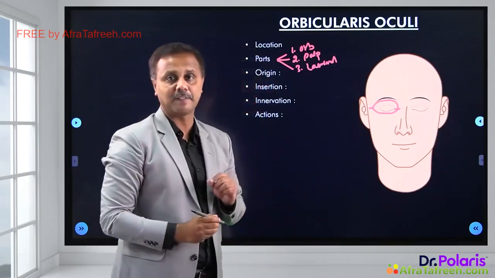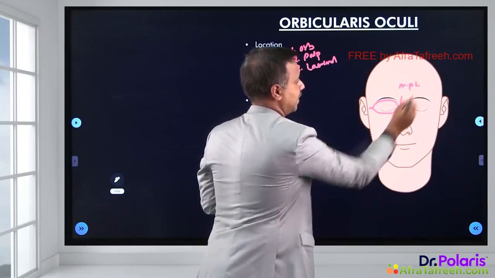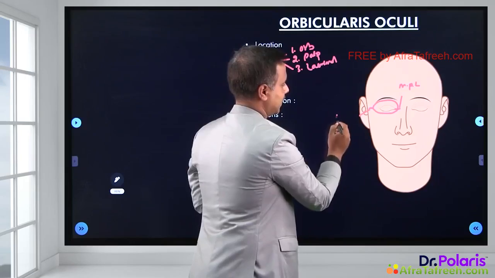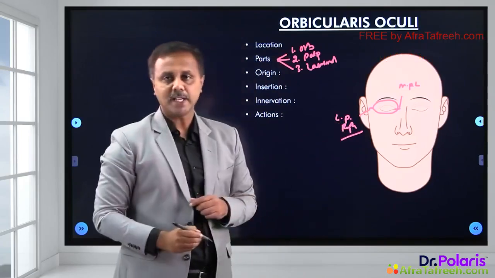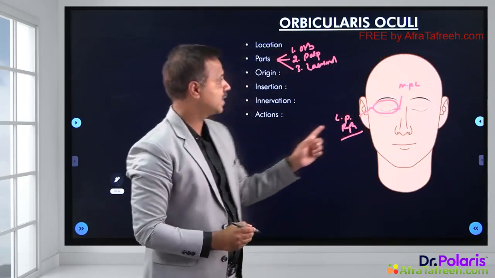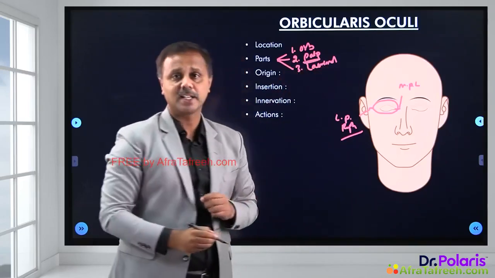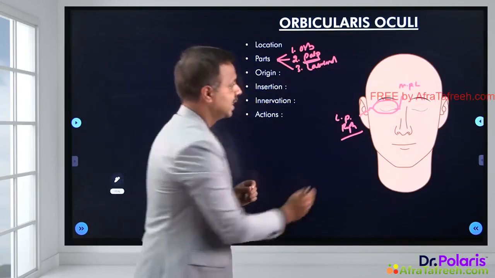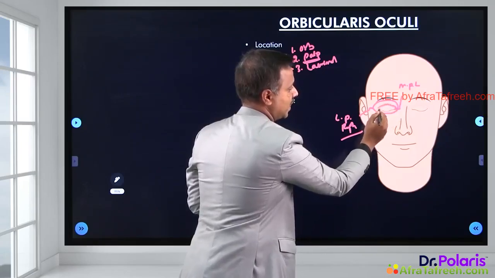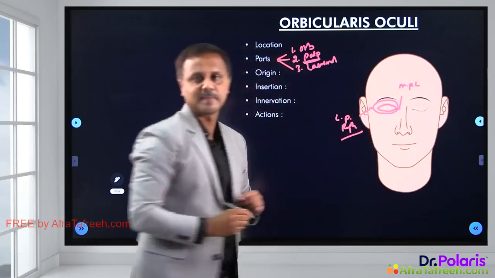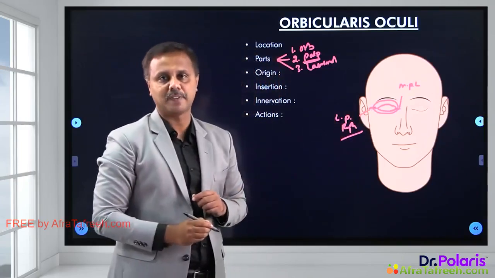lateral palpebral raphe. So this is the medial palpebral ligament I said, and here we have something referred to as lateral palpebral raphe. Fine. This is regarding the origin and insertion of the orbital part. The palpebral part, as it suggests, it is present in the eyelids. Again, this arises from the medial palpebral ligament, then sweeps over the eyelids. Right? Again, ultimately it gets inserted to this lateral palpebral raphe.